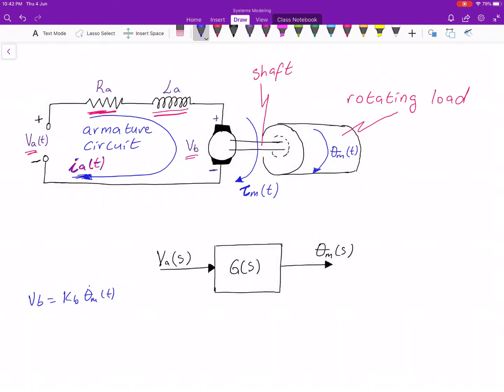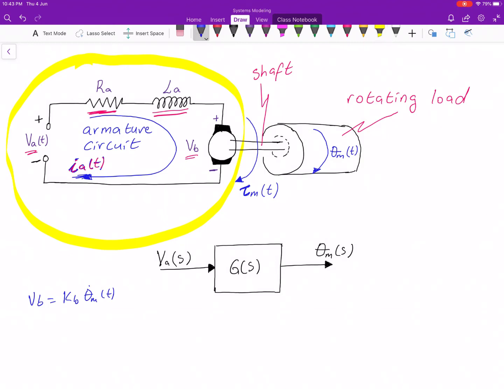Now, the relationship between the armature current, the applied armature voltage and the back EMF is found by writing a loop equation, meaning that we need to write the loop equation first in order for us to see what is going on.